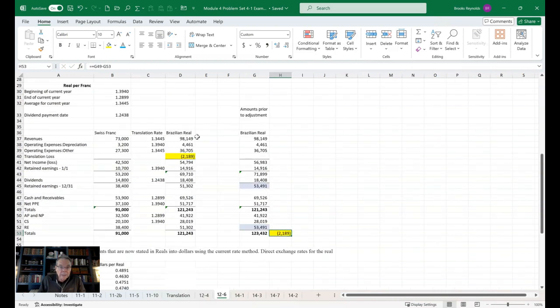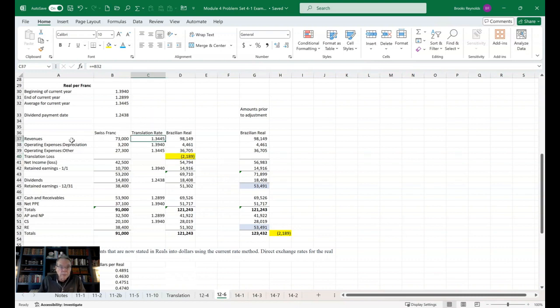So I just basically copied, you see that equals that, those equal. That doesn't equal because we don't have this translation loss here. So that's going to change these. So retained earnings ends up being 53,491. And so that allows you to determine what this translation loss is going to be. But again, it's the same thing.